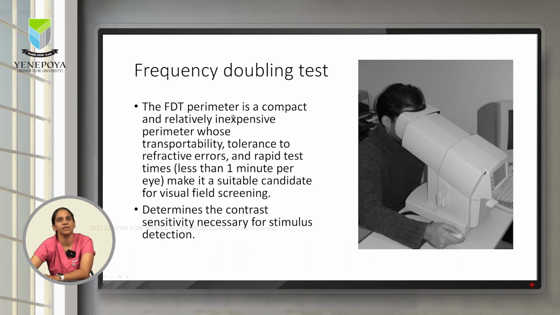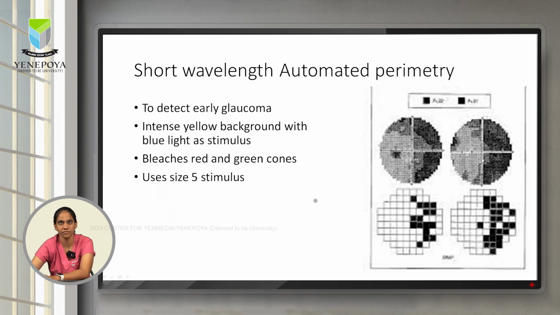Then moving on to your newer perimetry methods, that is frequency doubling tests, which is a compact, inexpensive perimeter known for its transportability, tolerance to refractive errors and rapid test timings. It takes less than 1 minute per eye. Imagine how fast that would be. It is used for visual field screening. You can use it even in the field. And it determines the contrast sensitivity necessary for stimulus detection by itself.